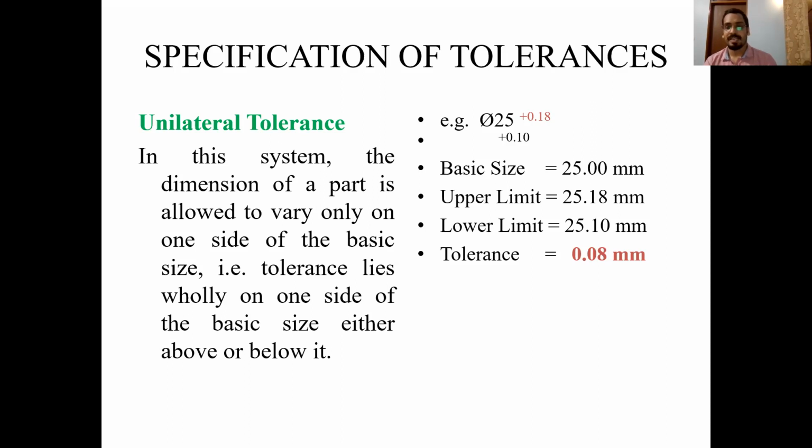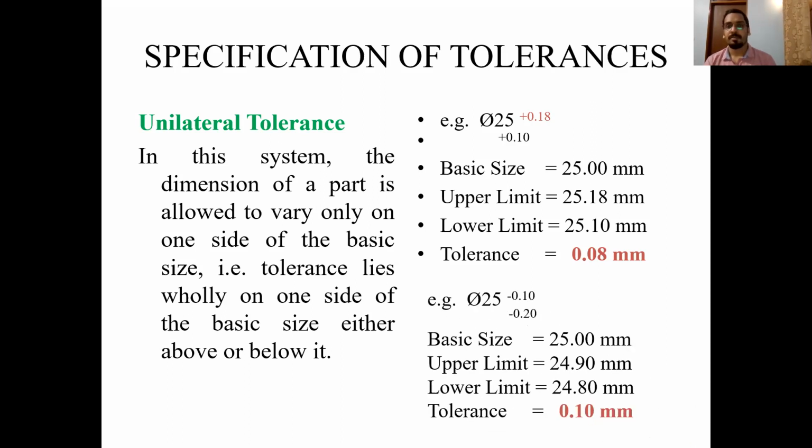The next example is like this: phi 25, at the upper side minus 0.1 and at the lower side minus 0.2. So the basic size will again be 25 mm. The upper limit will be 25 minus 0.1, that is 24.9 mm, and the lower limit will be 25 minus 0.2, that will be 24.8 mm. The tolerance will be the difference between the upper limit and the lower limit, and that will be 0.1 mm.